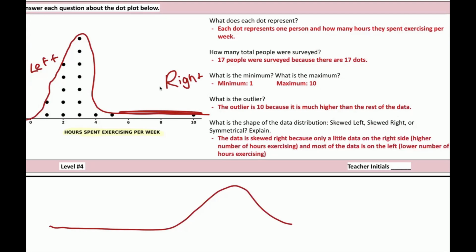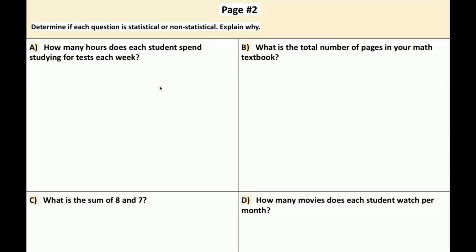Once you're done filling this in for page 1, go ahead and check in with your teacher. Come back to the video when you're ready for page 2. Page 2 says, determine if each question is statistical or non-statistical and explain why. Complete A and B, then come back to the video to check your work.